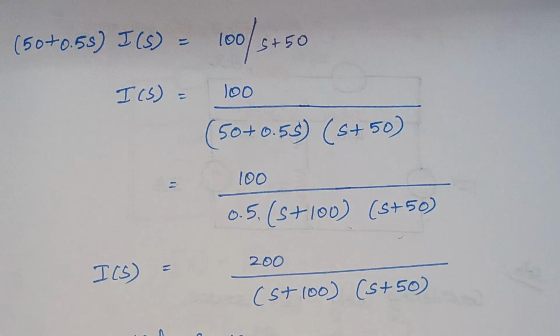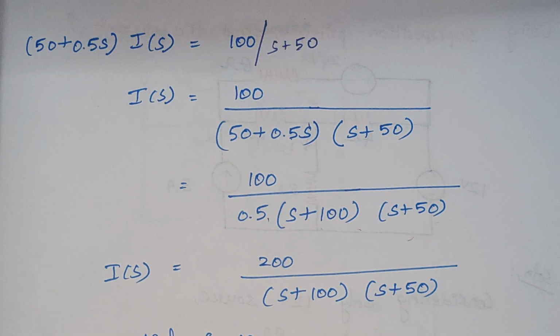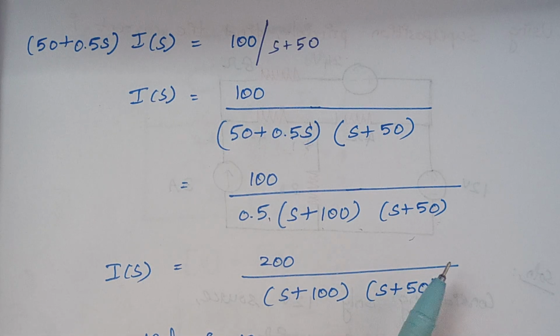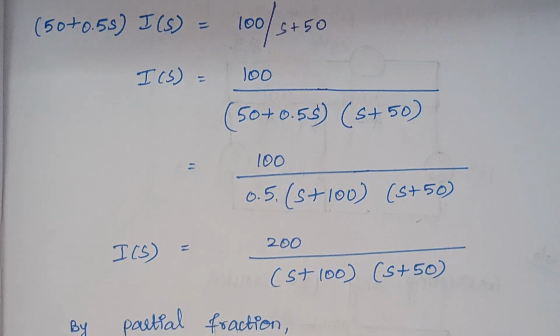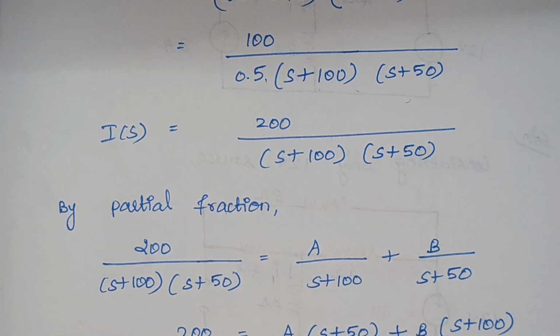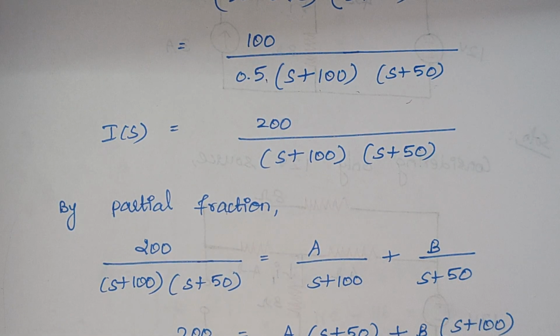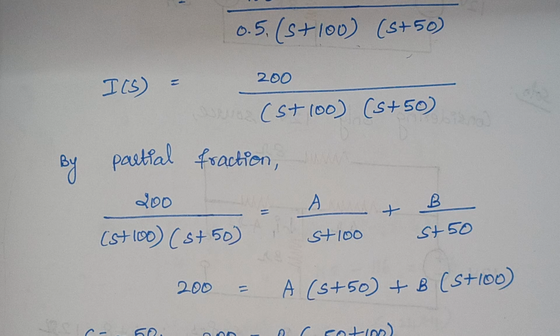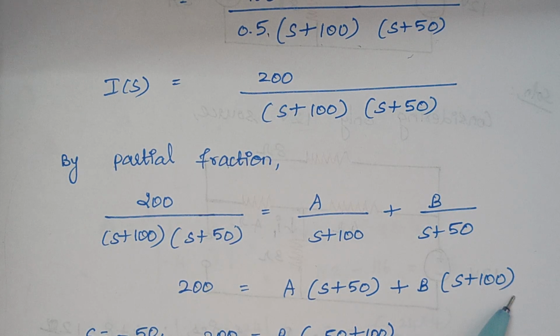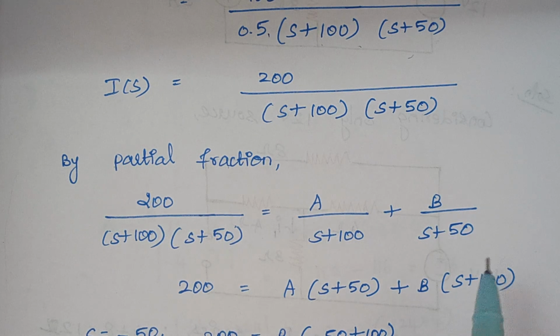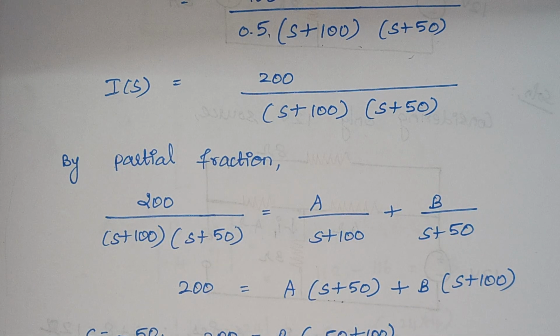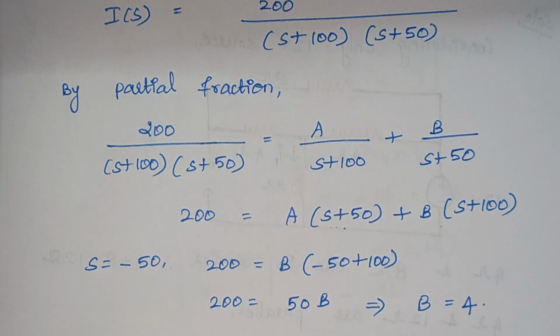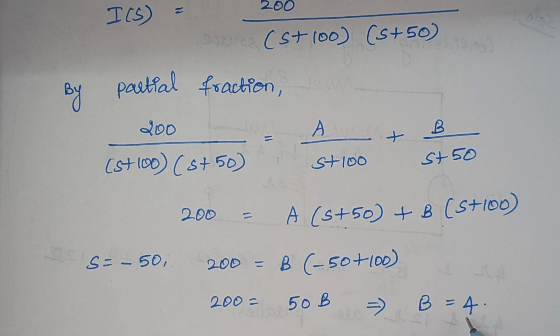Now the next thing is we have to take partial fraction. So since the denominator has two terms, we will be having two individual expressions for it. So A and B. Again, when you take LCM, this is our final equation. So here we have to find the values of A and B. So the same thing, when you substitute s is equal to minus 50, A becomes 0, we can find the value of B. So when you substitute it as minus 50, the value of B is 4, right?